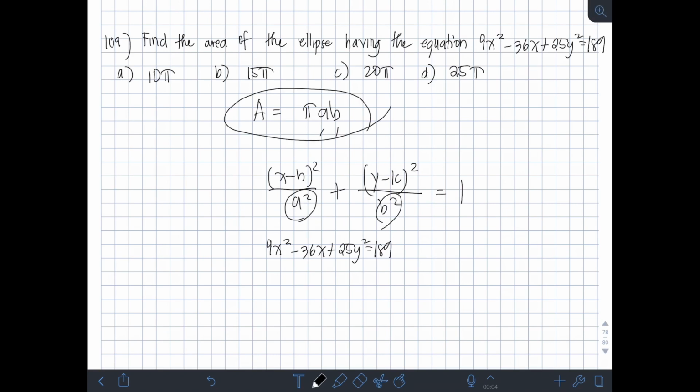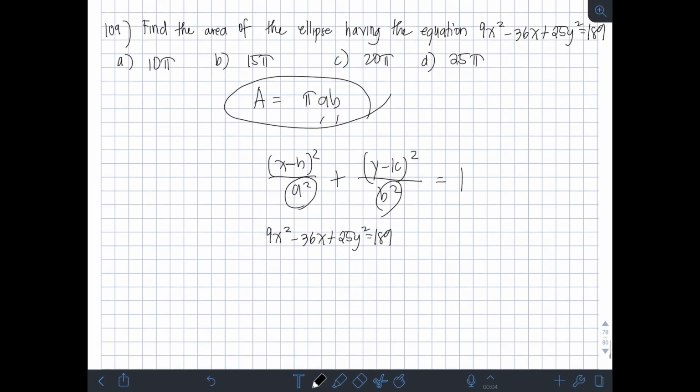Okay, so sige, complete natin yung square nitong equation. So, dito sa 9x squared minus 36x, i-factor out ko itong 9. So, magiging 9 times quantity x squared minus 4x, right? Mag-iwan tayo ng blank plus blank para dun sa i-add natin sa x term para makomplete yung square. Then, plus 25y squared. So, complete naman na yung square nitong y squared kasi wala naman siyang y term.